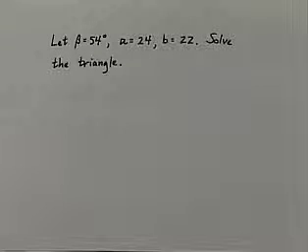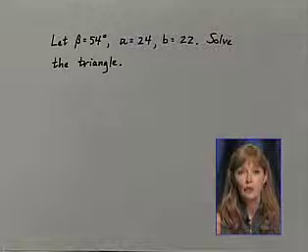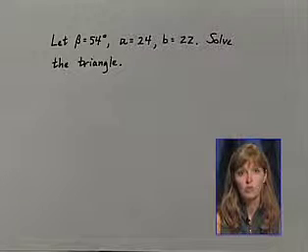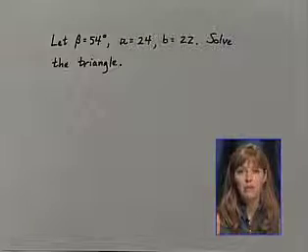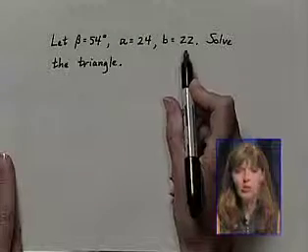Let's now look at a second example. In this problem, we're going to have beta given to us as 54 degrees, A is equal to 24, and B is equal to 22. And we're asked to solve the triangle. This time, notice that the angle that we're given is beta, and the side opposite it is 22.